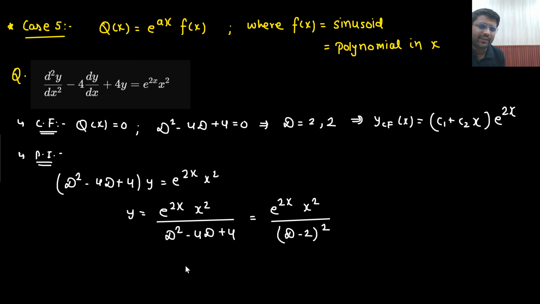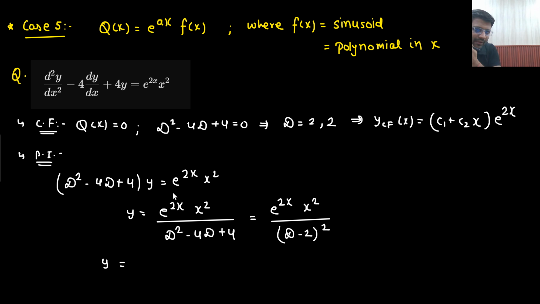Now I need to find out the particular integral. This is the case of e to the power ax f of x, where f of x could be either a sinusoid or a polynomial in x. So yes, it is a polynomial in x. So what will I do? I need to write down the particular integral. First of all, you will take e to the power 2x aside.